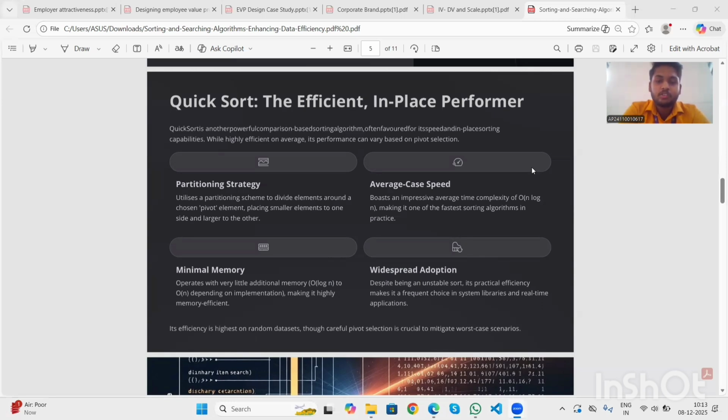On average, quicksort also has a time complexity of O(n log n), which makes it one of the fastest sorting algorithms in practice. It also uses very little extra memory, much less than merge sort requires. But quicksort does have a drawback. It is not stable and has a worst-case complexity. Because of its speed and low memory usage, quicksort is widely used in system libraries and real-time applications where performance is important. Now my friend will continue.